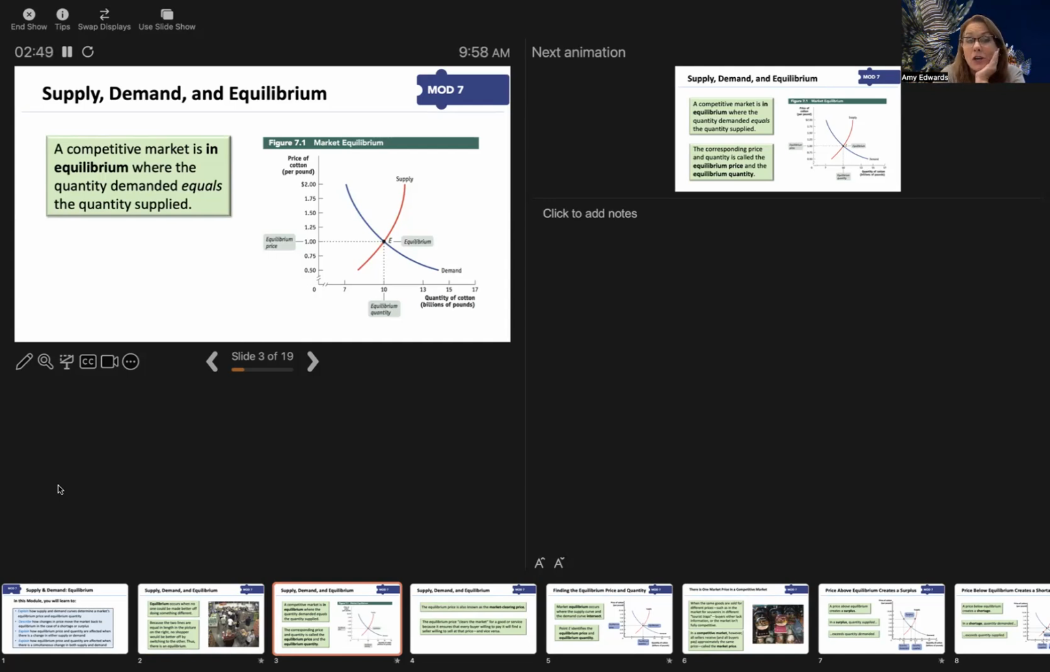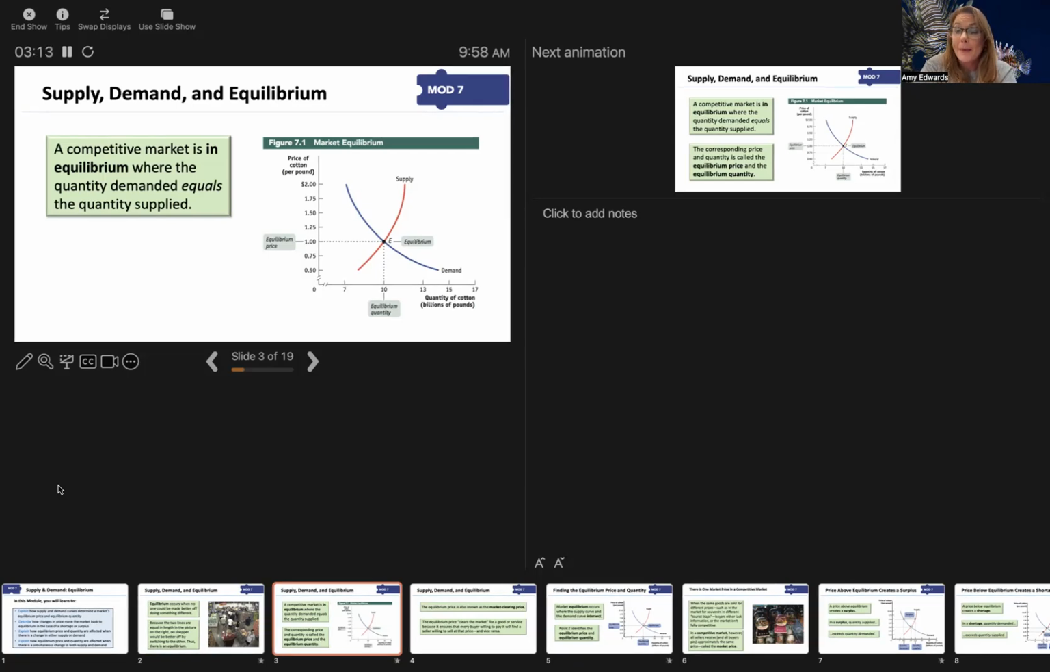So if we go back to our cotton example that we've been using, equilibrium price we would say is at $1. Equilibrium quantity is going to be 10 billion pounds of cotton, because this is the one point where both sides are happy. As a consumer, I'm willing to pay $1 a pound. As a supplier, I'm willing to supply 10 billion at $1 a pound.